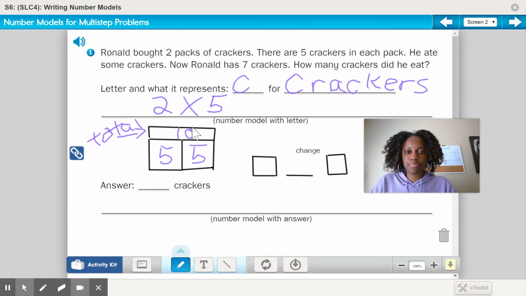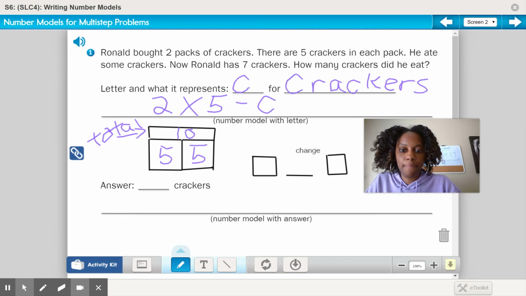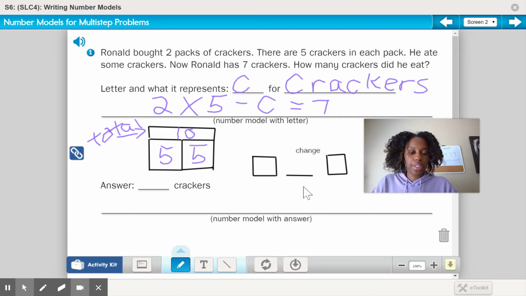So we filled in our part whole diagram by having the 5s in each pack, those 2 packs, and that gets our total, 10. Now we're not quite done yet because we know that he ate some, and then he has 7 crackers left. We don't know how many he ate. That's what we're trying to figure out. So when we eat something, that's being taken away. So we're going to minus C, the unknown, and we know that he now has 7.